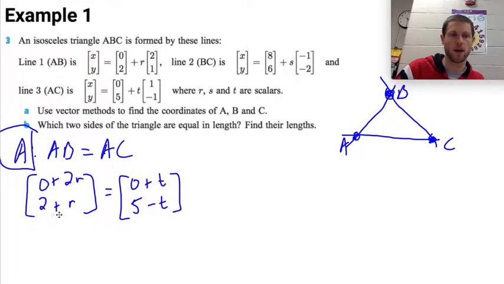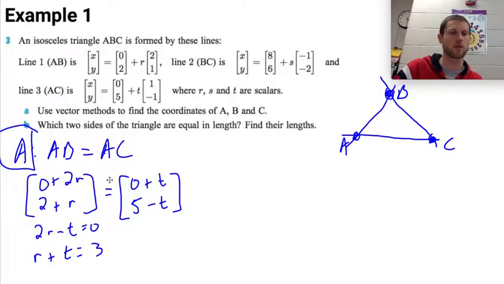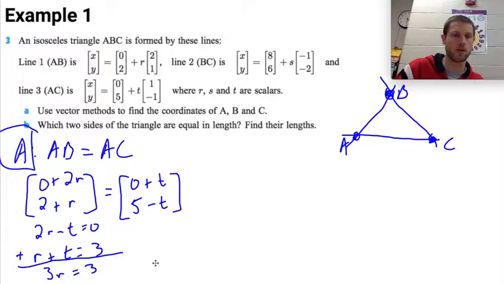All right, so now I can drop these vectors, and let's write this as a system of equations. So this is going to be 2r minus t equals 0, and this is going to be r plus t equals 3. Go ahead and pause the video if you're not sure where this came from. I just did a little bit of algebraic manipulation here. I'm going to add these equations up. So I get 3r equals 3, and then I get r equals 1.